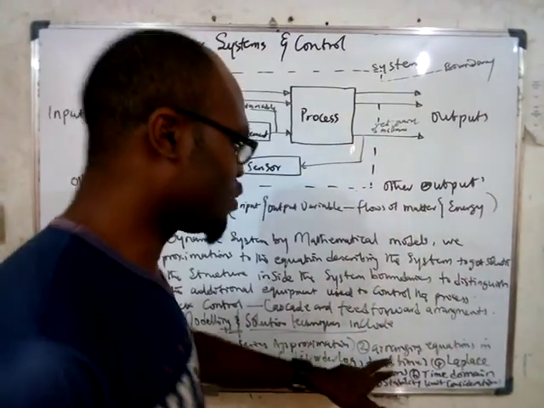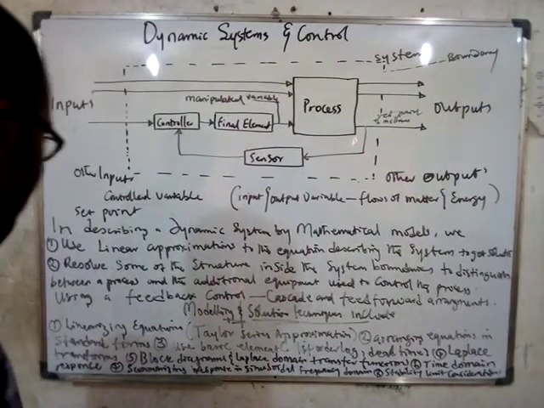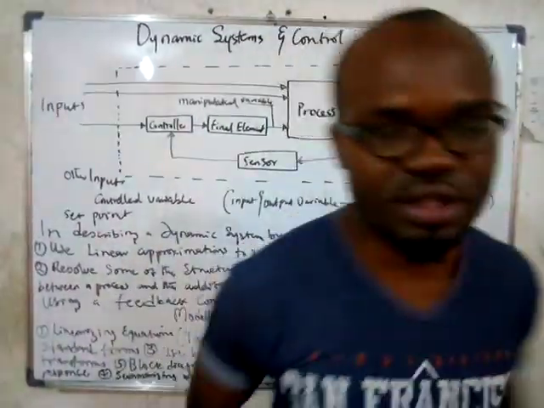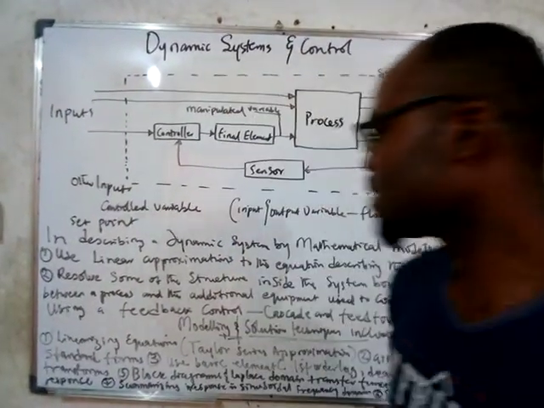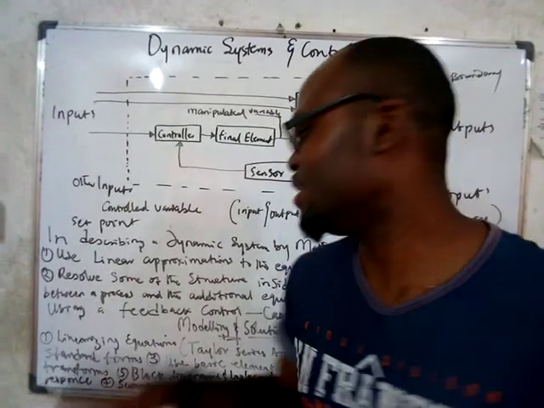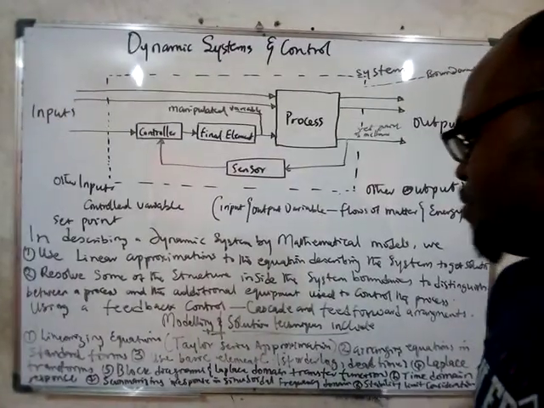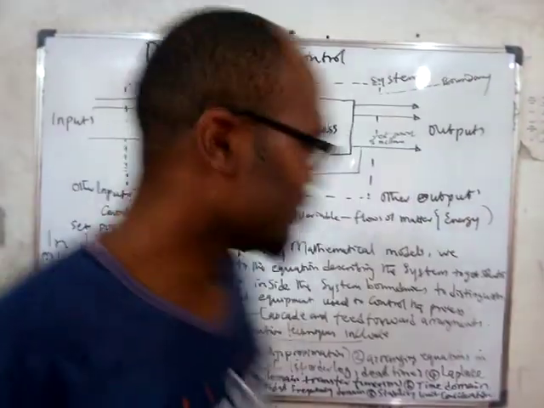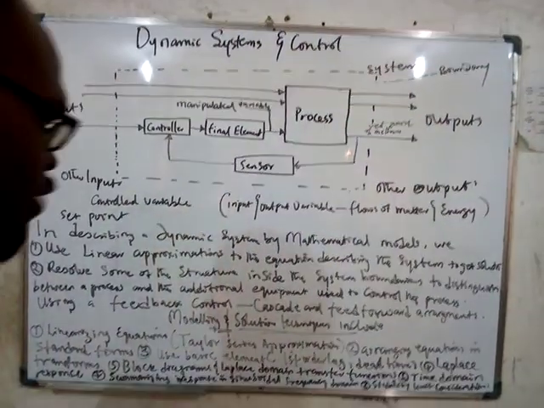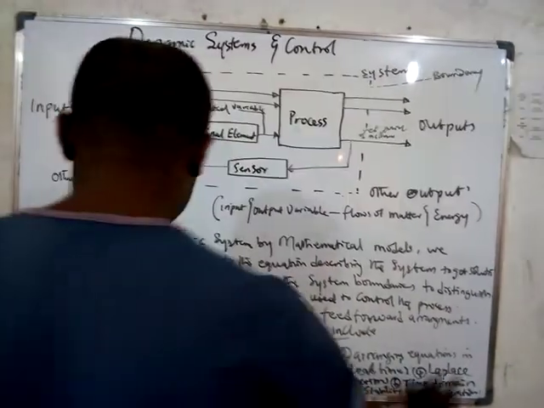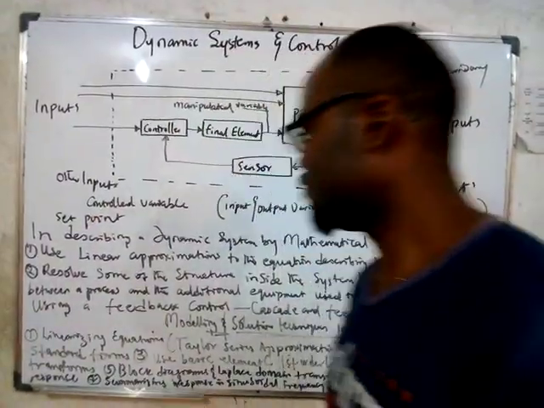Now you need to do what we call arranging the equations in standard form. You arrange your equation, the linear equations that you've gotten, arrange them in standard form, because you're going to be getting some polynomial equation. Always try to linearize and arrange in standard form. Use basic elements like first order lag and dead time to solve complex equations in order for you to arrange them in standard form. Use Laplace transforms, very, very important.